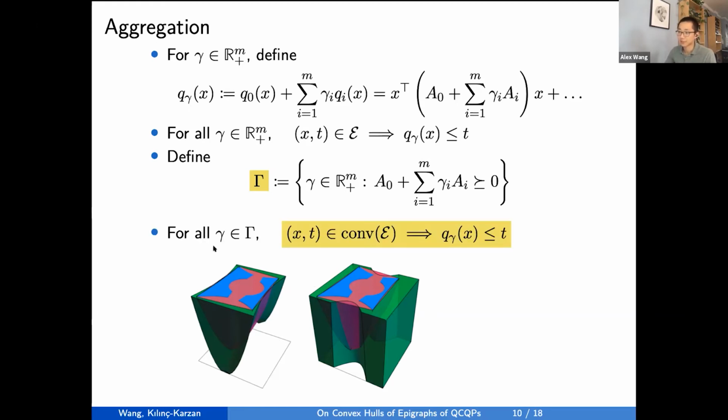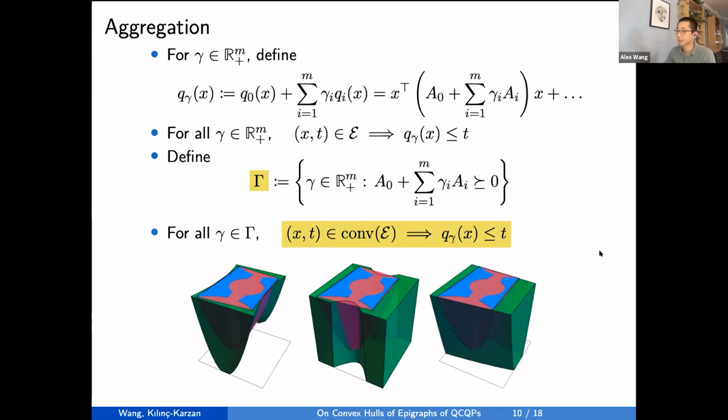Okay, and I guess our previous observation was that as long as you pick this gamma from the capital Gamma set, the set of convex Lagrange multipliers, then this aggregated epigraph will necessarily contain the convex hull of the original non-convex epigraph. Okay, so pictorially that might look like this.